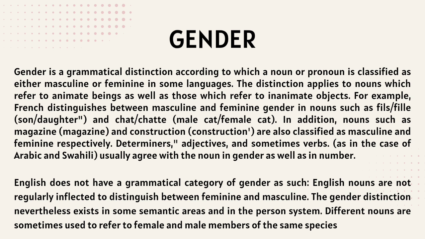English does not have a grammatical category of gender as such. English nouns are not regularly inflected to distinguish between feminine and masculine. The gender distinction nevertheless exists in some semantic areas and in the person system. Different nouns are sometimes used to refer to female and male members of the same species.